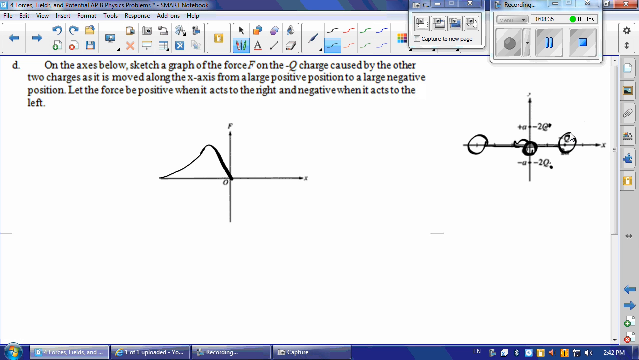And now that it gets on the other side, it's actually going to be forced away exponentially. So that's what your graph should look like. The force increases, and then as it gets in between them, it goes to 0, and then it spikes up again on the other side, and then decays exponentially as it goes on. All right, that was the end of that problem.